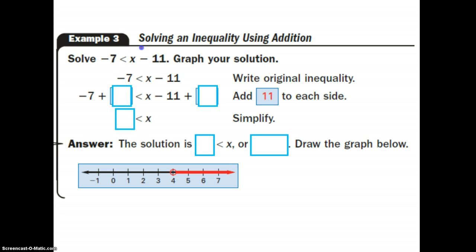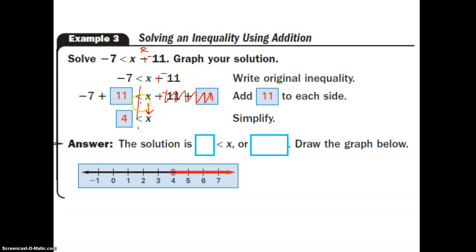Number 3. First of all, let's look for the variable. It's on the right side this time. I'm going to add the opposite of the subtraction sign. Now we have to get rid of the negative 11 because that's on the side with the variable. I'm going to add positive 11 to both sides. The 11's on the right cancel out. You just bring down the x.